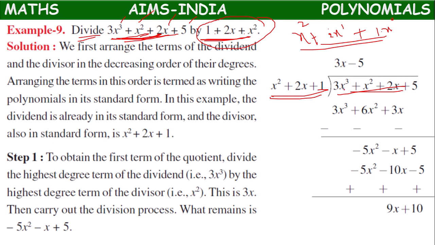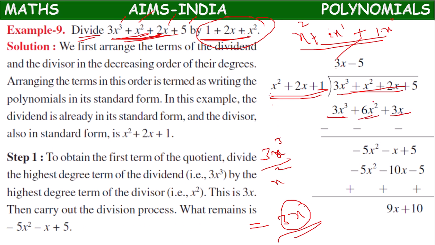Now how to divide? In the dividend the first term is 3x cube, in the divisor the first term is x square. After cancellation, x square cancels, x will remain, so 3x is to be kept in the quotient. With the 3x we have to multiply all: 3x into x square is 3x cube, 3x into 2x is 6x square, 3x into 1 is 3x. So 3x cube cancels, x square minus 6x square is minus 5x square, 2x minus 3x is minus x. The next term we can carry down.